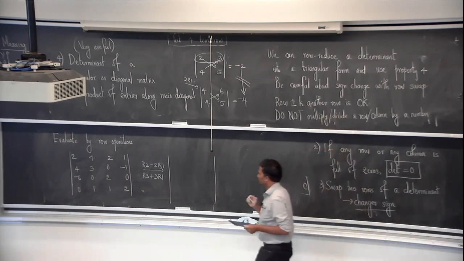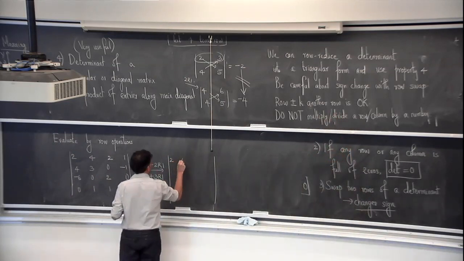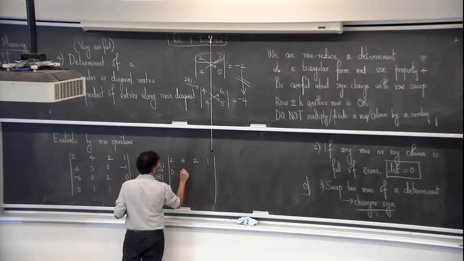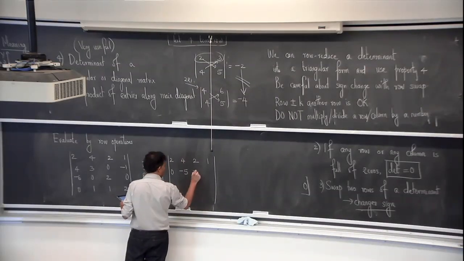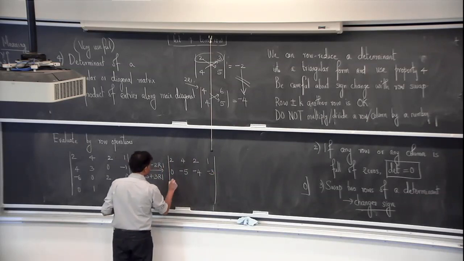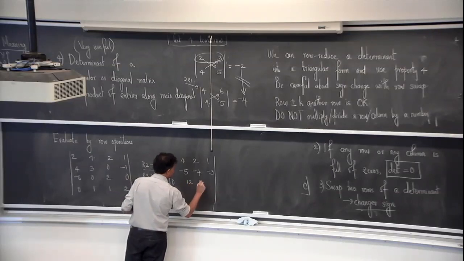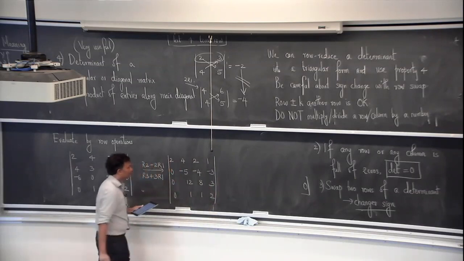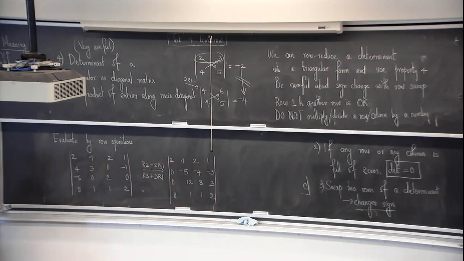That is fine. So this is 2, 4, 2, 1. Just going to copy this from my notes so that I don't have to struggle with my calculations. Okay. 0, -5, -4, -3; 0, 12, 8, 3; and 0, 1, 1, 2. So the first and the last rows are the same. The second and the third rows have changed.